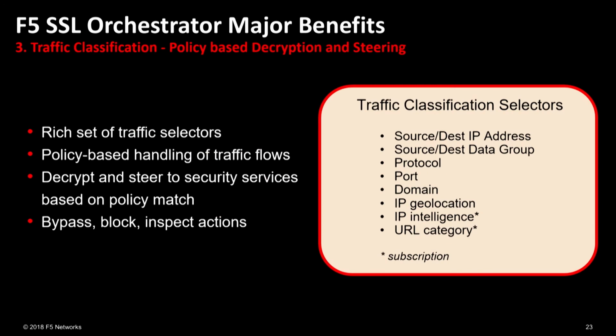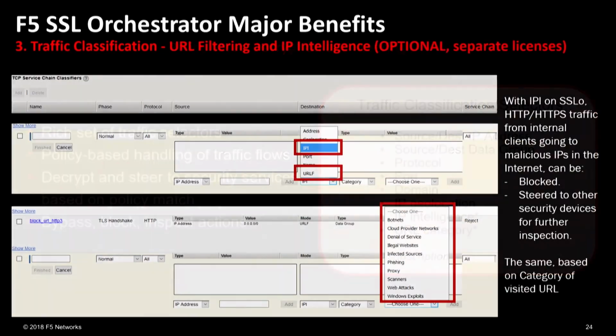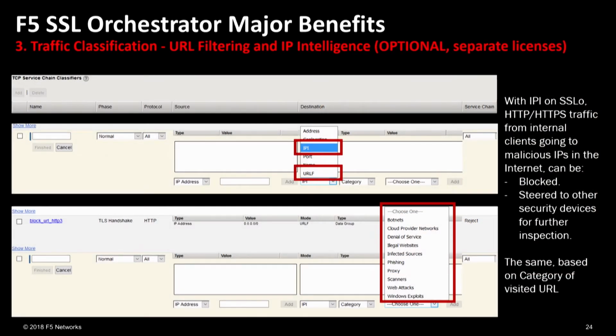What is the other cool feature in F5? We are able to decrypt the traffic and steer it to devices based, for example, on source IP address, destination IP address, source and destination data group, protocol, domain, IP geolocation, URL filtering. So URL filtering is quite a common use case.